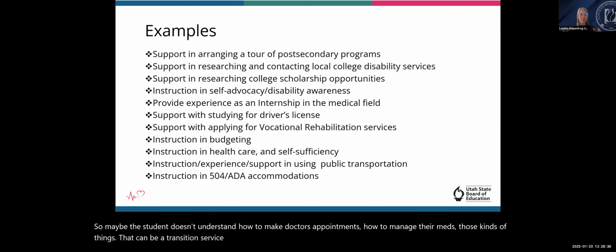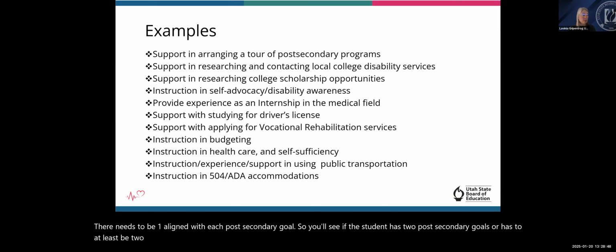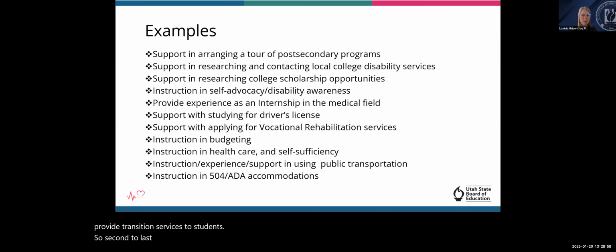I'm trying to give you lots of different examples of varieties of transition services. There needs to be one aligned with each post-secondary goal. So you'll see if the student has 2 post-secondary goals, there has to at least be 2 transition services. And so you want to have examples, I think, of different ways that we can provide transition services to students.